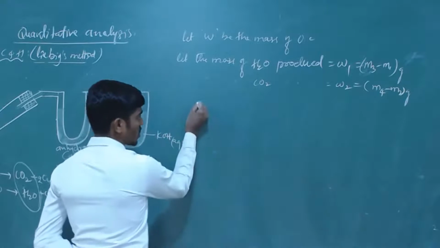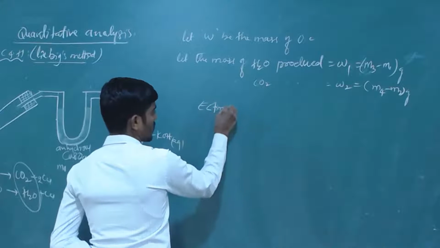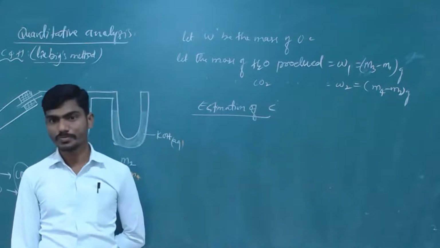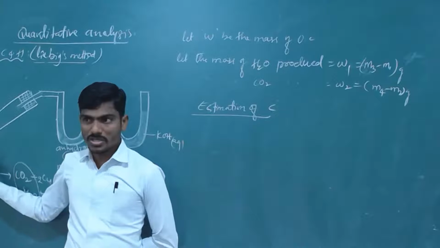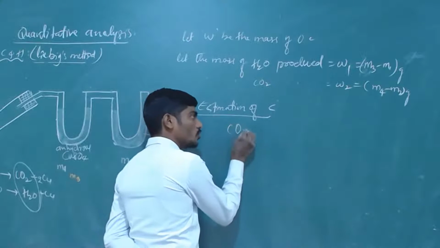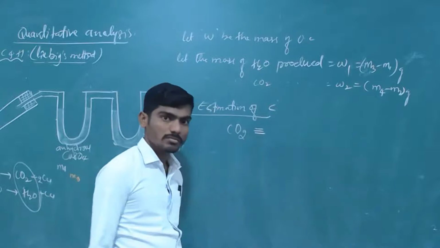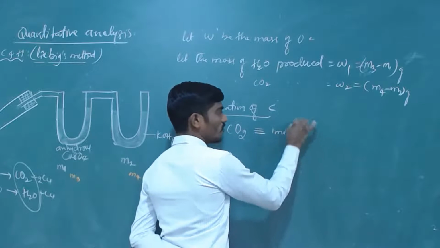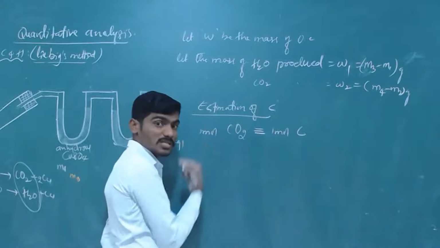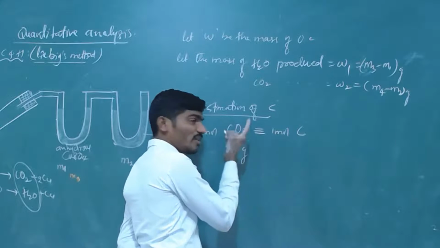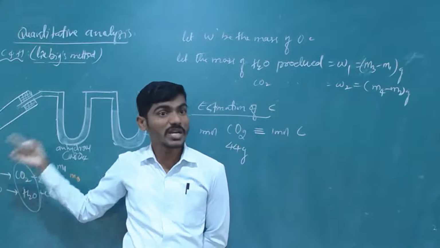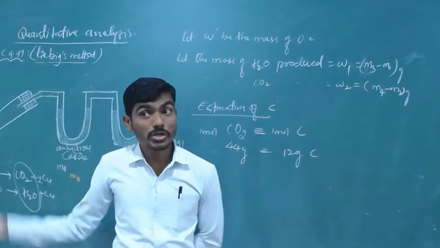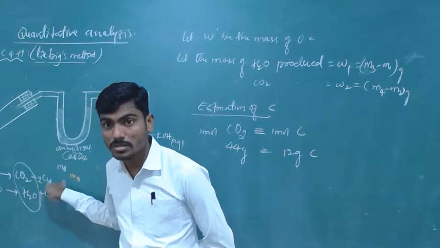Now look at this. Estimation of carbon. First one, estimation of carbon. Carbon dioxide is produced in this reaction. So 1 mole of carbon dioxide is produced. Then how much carbon is present in this? 1 mole of carbon. So 1 mole of carbon dioxide contains 1 mole of carbon. So what is the mass? In terms of mass, 44 gram of carbon dioxide is produced during the reaction. That indicates 12 grams of carbon. Correct?